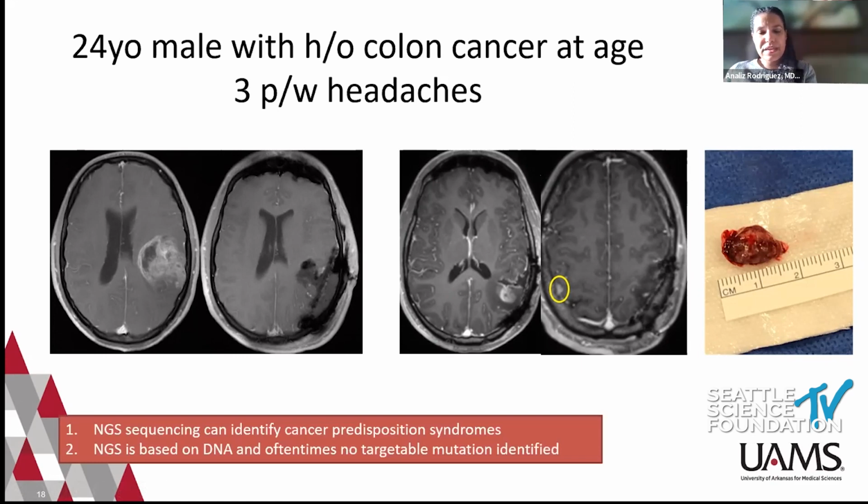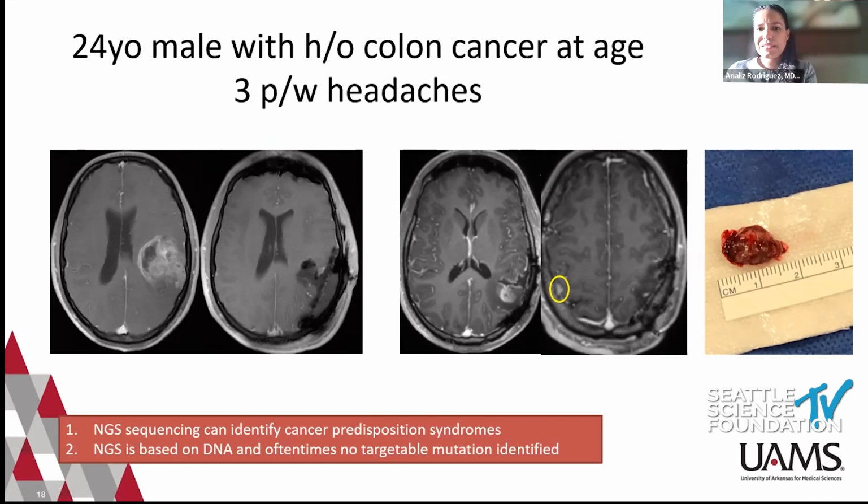What did we learn from this case? We're still learning from this case, but what we learned in real time was that thankfully we had sent off his next generation sequencing. We do send germline sequencing, and we found out he had Li-Fraumeni syndrome, which was very helpful for his family. And with our brain tumor bank, we typically identify patients every year with cancer predisposition syndromes. This is very helpful for their families.